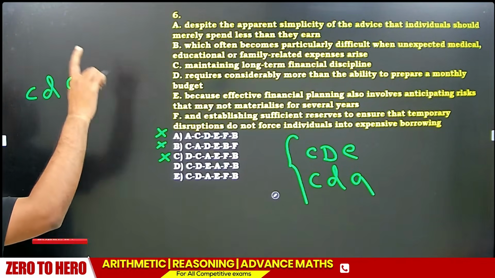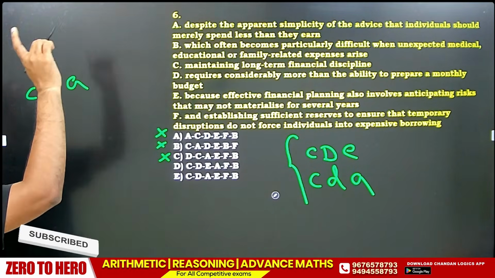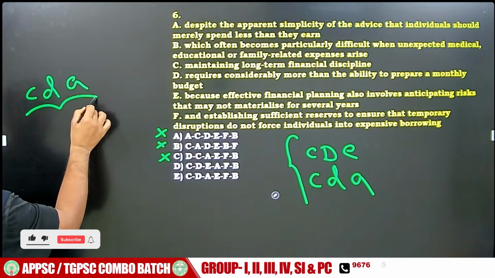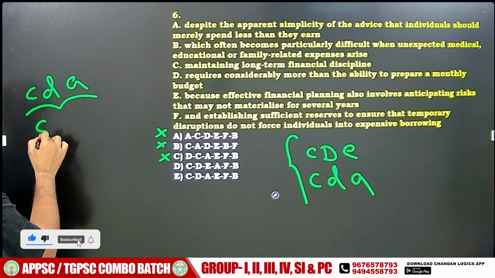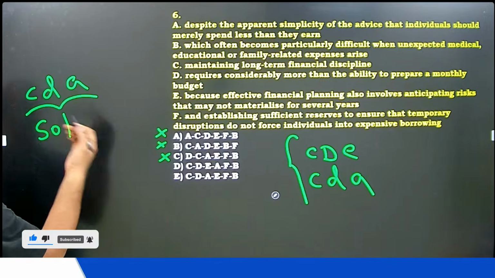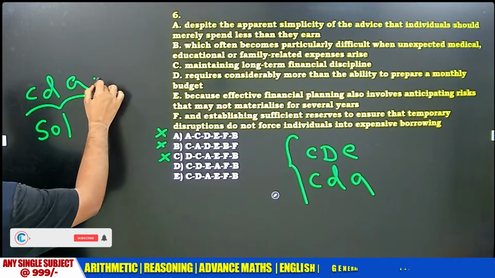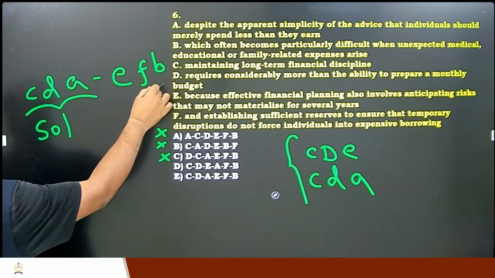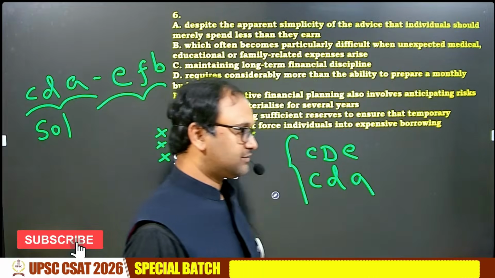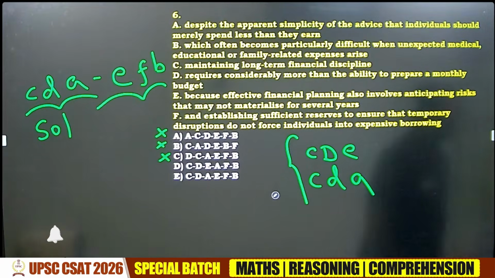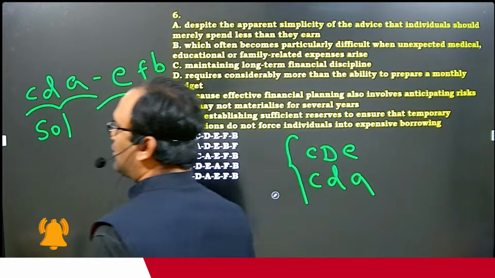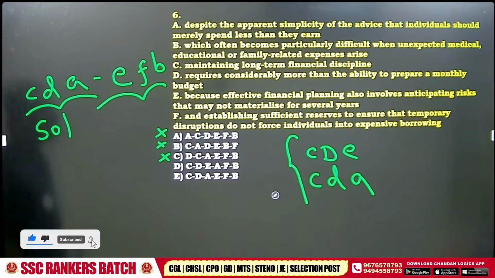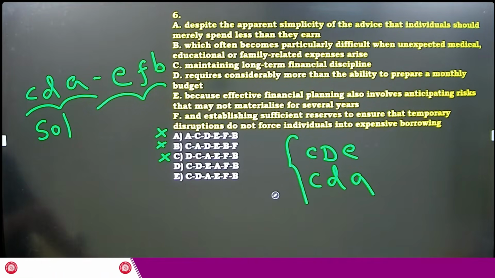Despite the apparent simplicity of the advice that individuals should merely spend less than they earn. See, this is all, I can say, the plan. This is all the solution. Why? What is the purpose? Because now you are saying the purpose. This is the purpose.